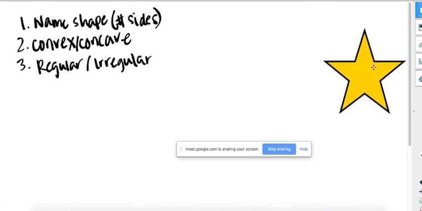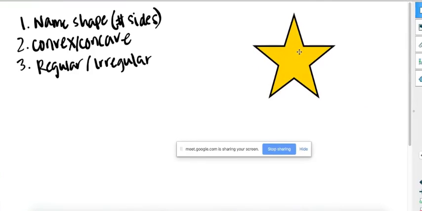There you go. So here's your shape. I'll put in my marks here. So all of these are congruent. And these angles. So tell me all three of these things. I'm just going to give you about 2 minutes.